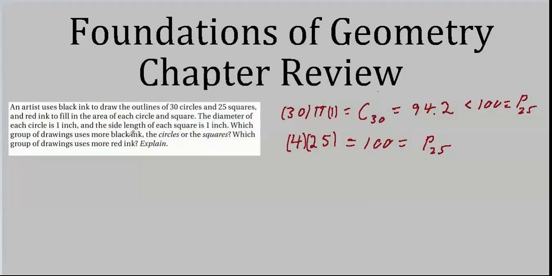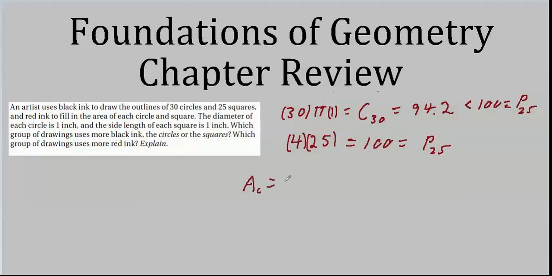Now, the red ink. Well, the red ink is what we use to color in the areas. So now we just have to figure out the total area of the 30 circles and the total area of the 25 squares. Now let's try the areas of the circles first. We'll try that. A sub c.